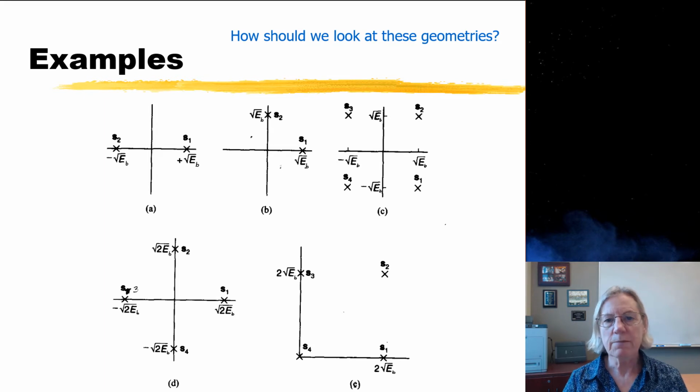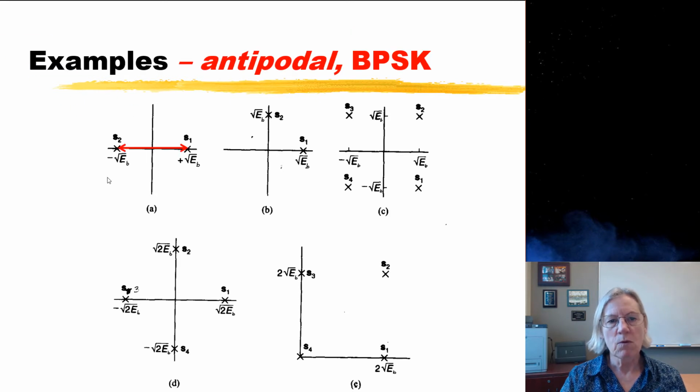So here are some examples in signal space. The first two examples are binary, and after that I've got 4 symbols. I want to talk now about how you look at them, how you interpret them, and what you should be bringing your attention to for these different geometries.